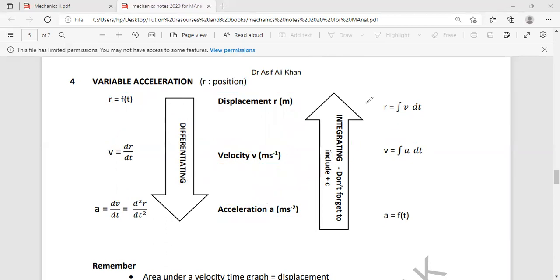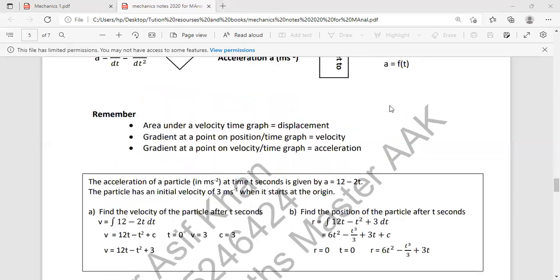Here a few key points are there, and then we will do a few questions. Read point number 1. Area under a velocity time graph equals displacement. You have studied this in IGCSE: the area under the graph, sometimes a triangle, sometimes a rectangle, which you calculate. It represents distance.